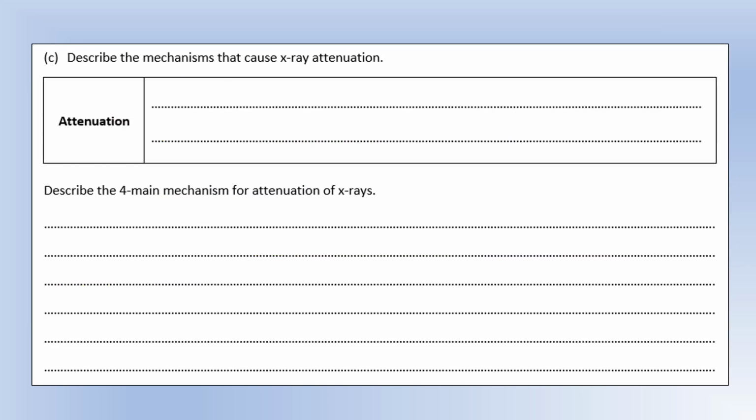So the way an X-ray image works is using attenuation. So let's first define what that is. It's the gradual decrease in intensity of radiation as it travels through a material. So that's what we mean by attenuation. There are essentially 4 mechanisms that cause attenuation to occur.